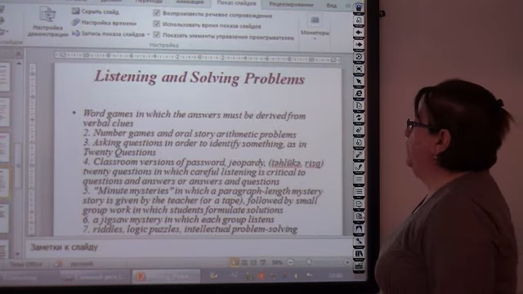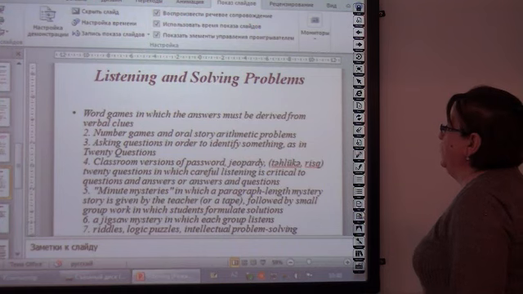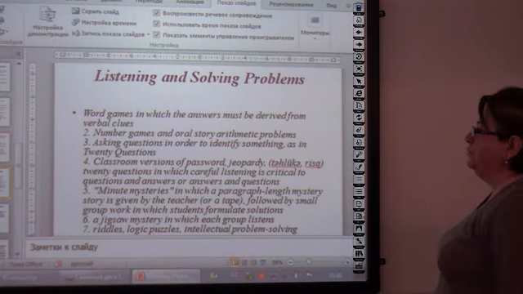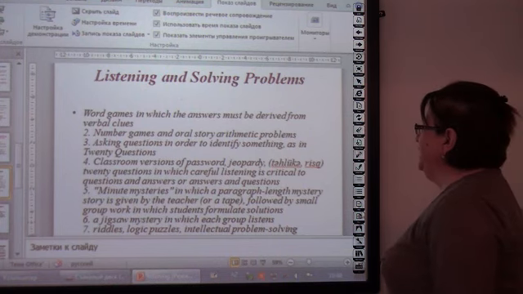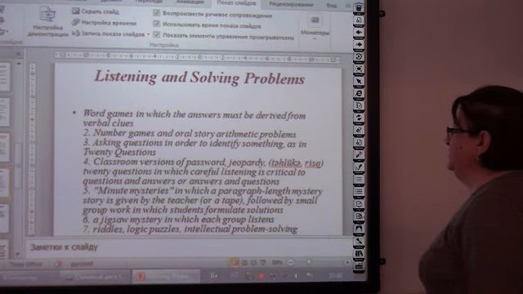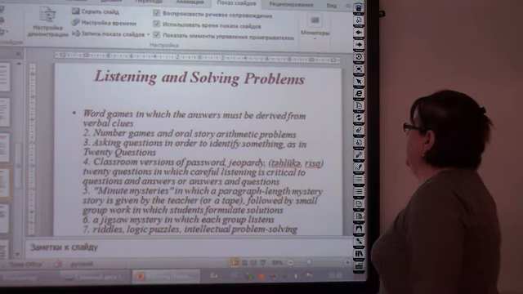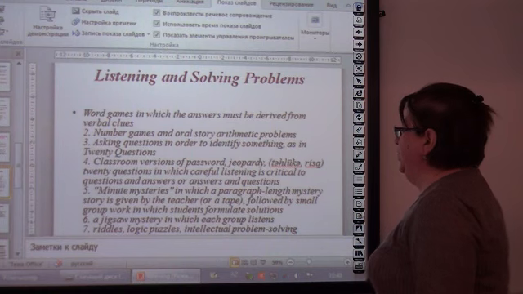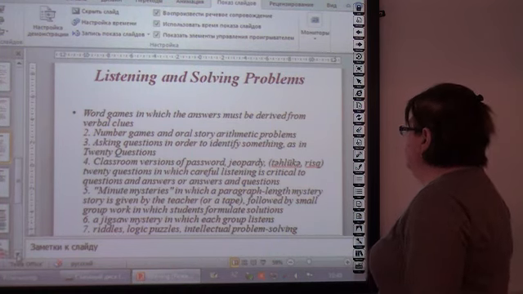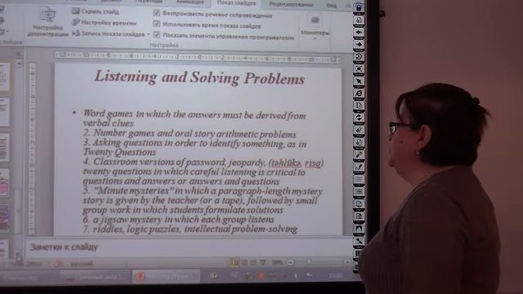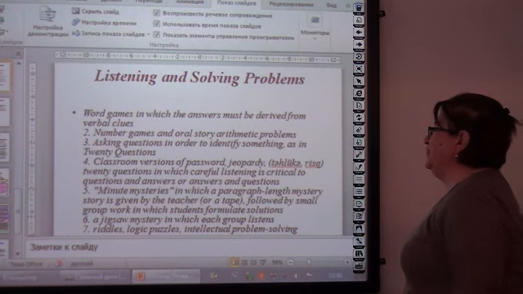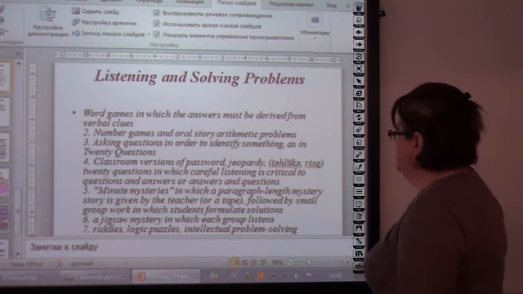Listening and solving problems. Word games in which the answer must be derived from verbal clues. Okay, number games and oral stories, authentic problems, asking questions in order to identify something as in 20 questions. Classroom variants of Password, Jeopardy, 20 questions, in which careful listening is critical to questions and answers.